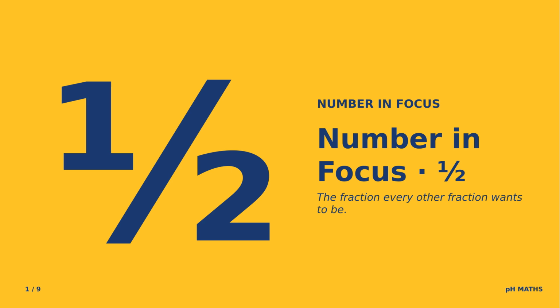Number in focus: the half, the humble 1/2. Half is the fraction every other fraction wants to be. It's the only fraction that doubles up to 1 in a single step, the only one that sits exactly between 0 and 1, and the secret factor in every triangle area formula on the syllabus. By the end of this video, you'll know exactly where the half is hiding across your paper.